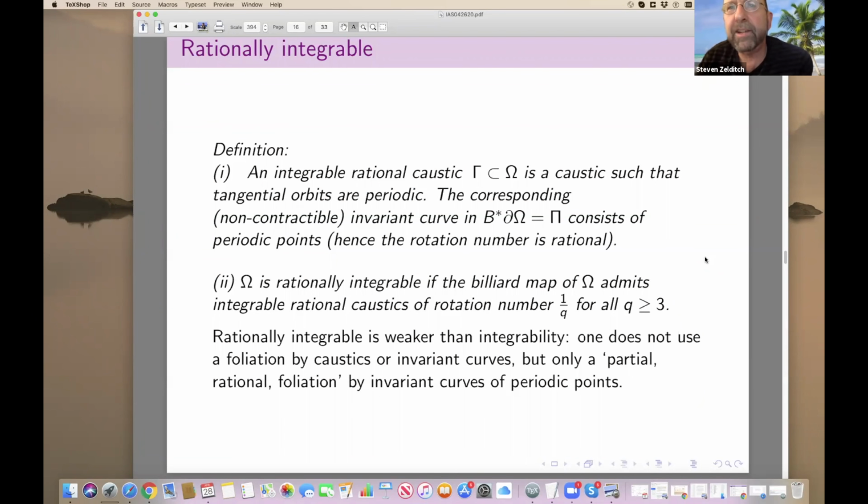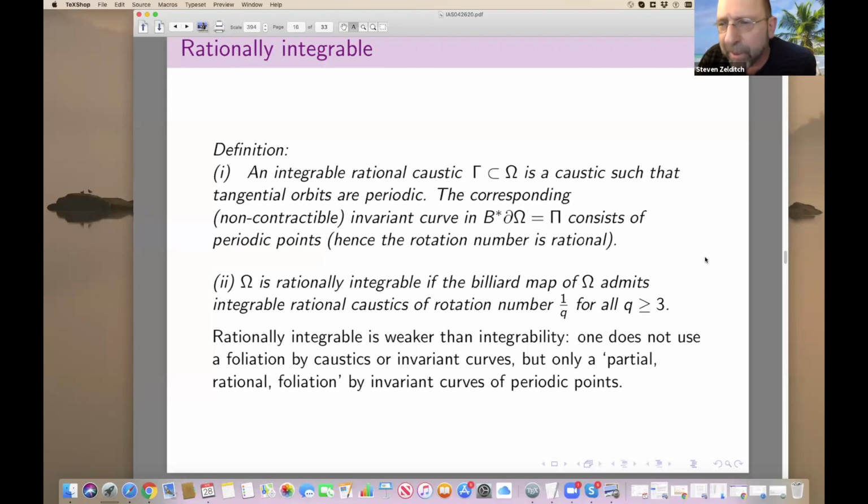This is a definition due to Avila, De Simoi, and Kaloshin. A domain is called rationally integrable if the billiard map has integrable rational caustics of rotation number 1 over q for q greater than or equal to 3. This is just a countable set of curves.